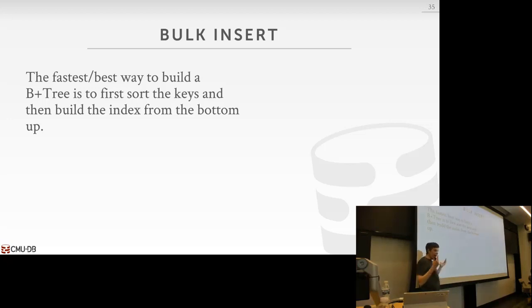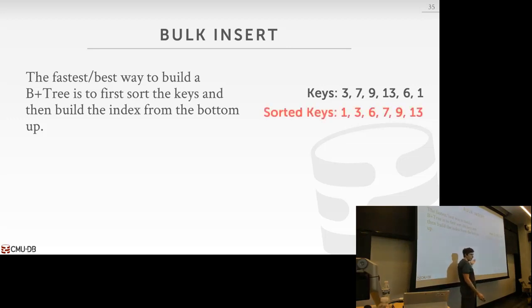So in this case, if you have all the keys ahead of time, a really simple optimization to build the index is, rather than building it top down like we've done so far, you actually build it from the bottom up. So let's say these are the keys I want to insert. The very first thing I do is just sort them.